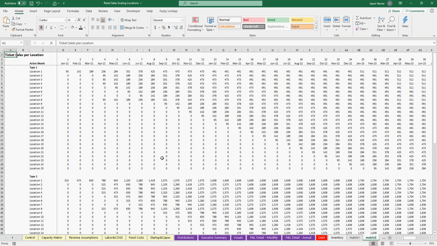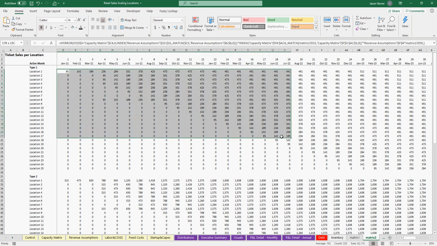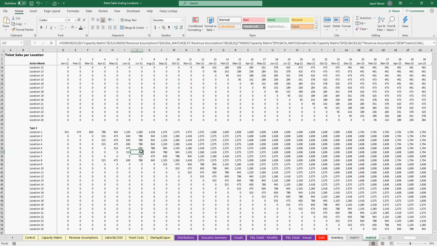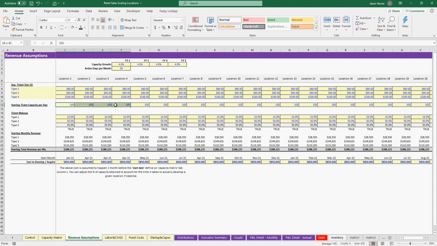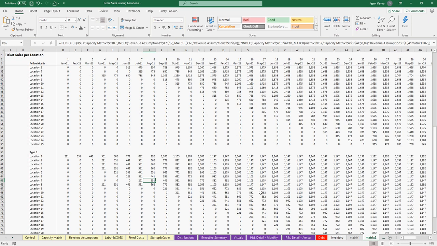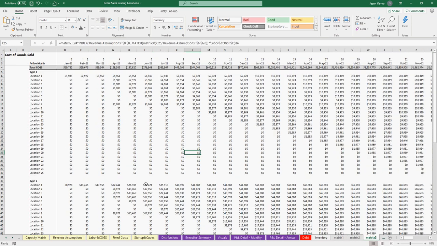So that's what Matrix 2 is for. We had to figure out what's the ticket sales count for type 1, type 2, and type 3, and that's going to be based on the total tickets per day and the percentage of those sales that are type 1, 2, and 3. So that's all Matrix 2 is, and then Matrix 3 is figuring out the cost of goods sold.